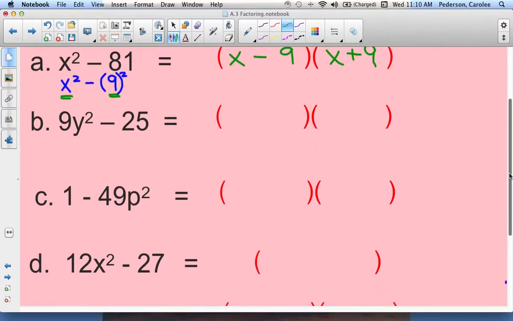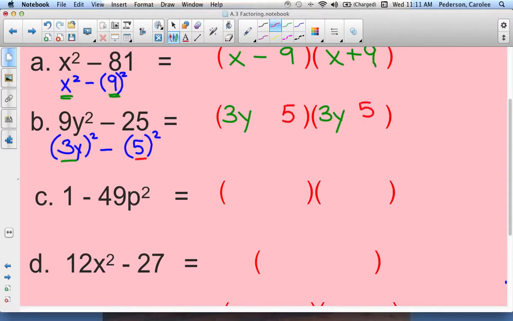Our second example is 9y squared minus 25. We want to rewrite both terms as perfects. Well, 3 times 3 is 9, y times y is y squared. And then 25 can be written as 5 times 5, which is 25. So the a term is your 3y, so you split that up as 3y and 3y. And then your b is your 5, and then just go minus plus. And that's the difference of two squareds.